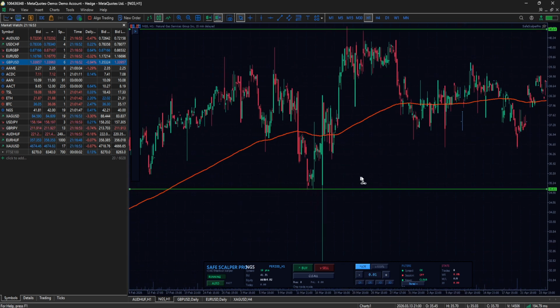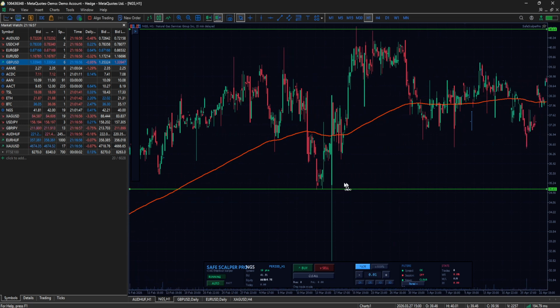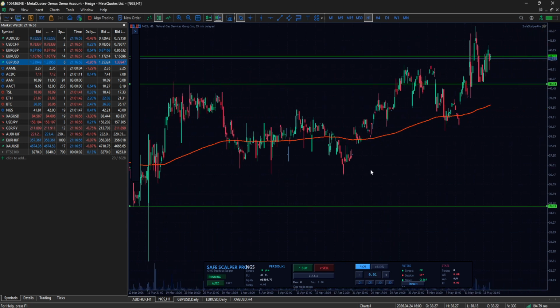Then wait for price action signals at those key levels. For potential buys, look for a bullish engulfing candle, a pin bar with a long lower wick, or a strong rejection from support. For potential sells, look for a bearish engulfing candle, a pin bar with a long upper wick, or a clear rejection from resistance. Signals carry more weight when they align with the prevailing structure.